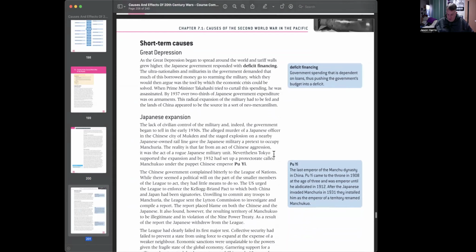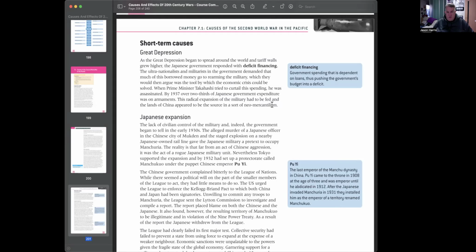The Great Depression. What more do we need to say about it? It obviously hurt everybody. By 1937, two-thirds of Japanese government expenditure, spending, was on armaments, on weapons and things needed for war. The radical expansion of the military had to be fed, and the lands of China appeared to be the source of a new neo-mercantilism.